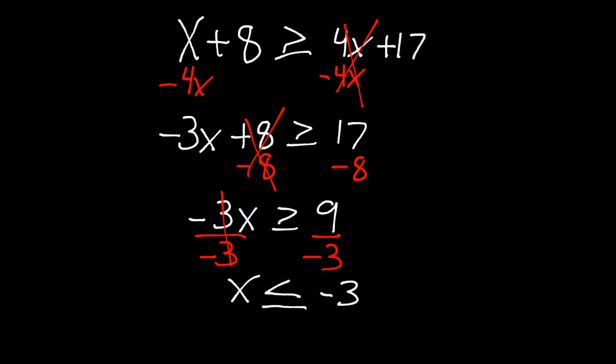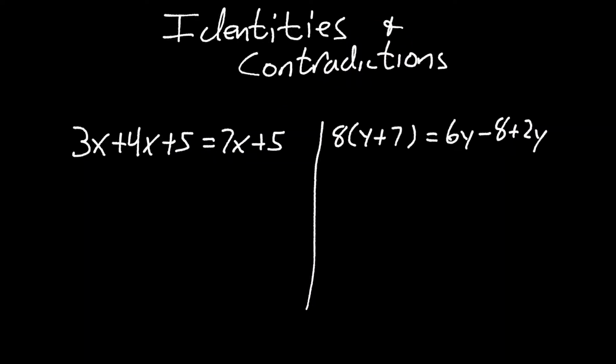Now we've covered pretty much everything we need to for this video, with one exception. Let's see what that exception is. That exception is when problems are dealing with identities or contradictions. Identities is when you end up equaling yourself. Contradictions is a false statement where your two sides of your equal sign do not match. And I have two examples down here to show what we mean by identities and contradictions.